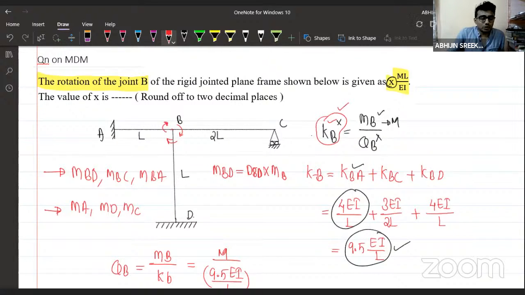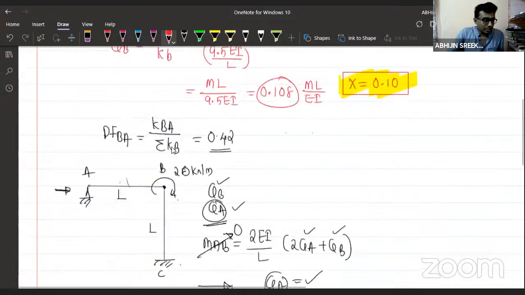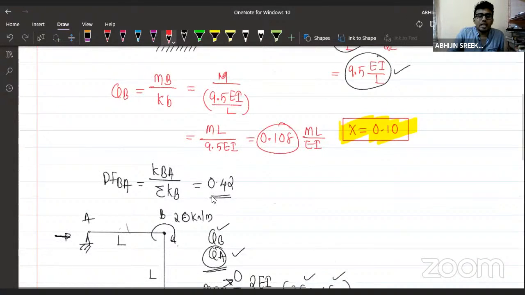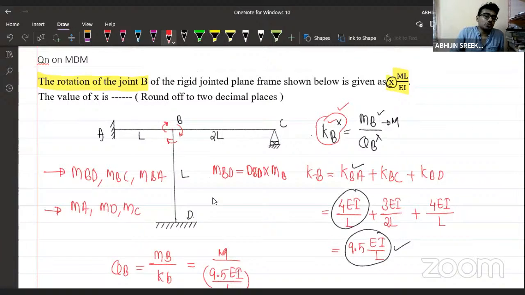I think Kasturidas was giving me the answer, but no one has confirmed it. The distribution factor for the member BA is 0.42. If the distribution factor for the member BA is 0.42, the meaning of that is MBA will be equal to 0.42 M, where M is the moment applied at the joint B. So this is the meaning of it.